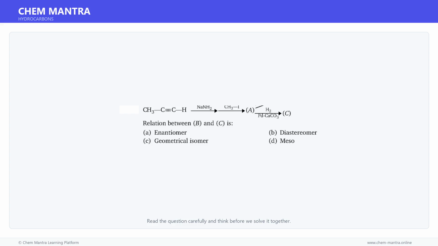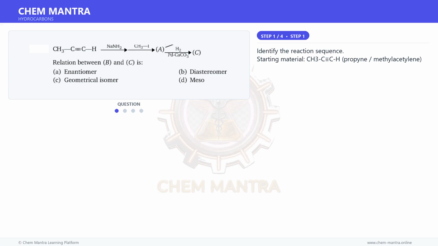Here is a question. Read it carefully and think about the answer. Let us solve it step by step. Let us begin solving this step by step. Identify the reaction sequence. Starting material, CH3C≡CH, propyne, methylacetylene.